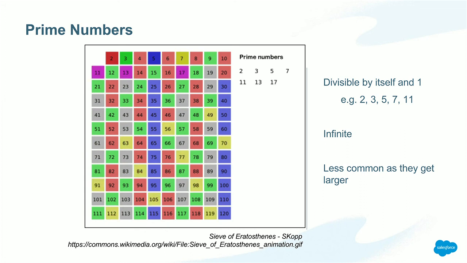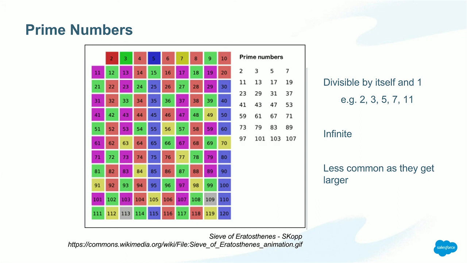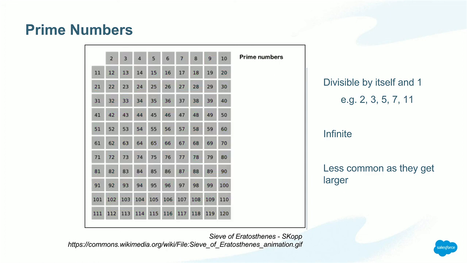Over here, you've got an animation. You can see if we wanted to find all of the prime numbers up to a ceiling, in this case 120, we can just work our way up and cross off any multiples of any of the prime numbers we've encountered along the way. As far as we know, the set of prime numbers is infinite, and crucially, the problem gets more and more difficult to solve as you get higher and higher scales of numbers.